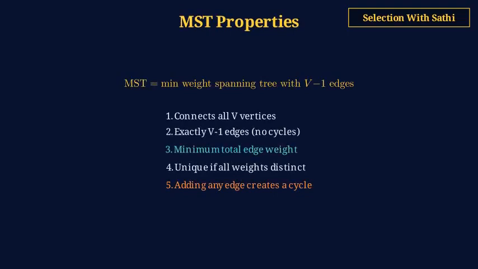A spanning tree of a graph connects all V vertices using exactly V-1 edges with no cycles. A minimum spanning tree is the spanning tree with the smallest total edge weight. If all edge weights are distinct, the MST is unique. An important property: if you add any non-MST edge, it creates exactly one cycle. Removing the heaviest edge from that cycle gives back the MST. These properties are the foundation for both Kruskal's and Prim's algorithms.